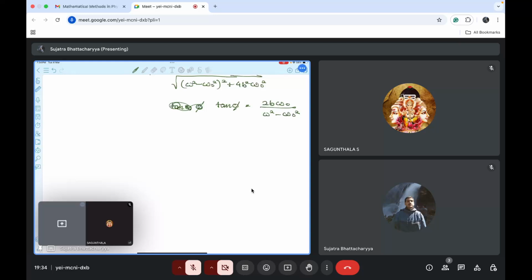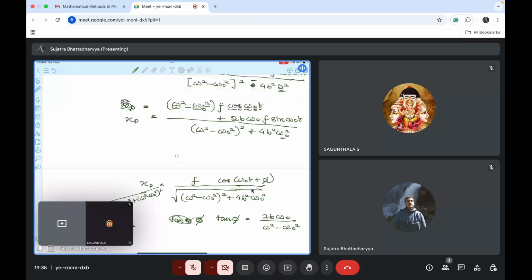Now, how is it happening? Let me show you. Take a right angle triangle. So it is actually coming from the trigonometry. This is phi. Let this be 2b omega naught. This is the definition. Perpendicular upon base is your tan phi. So omega square minus omega naught square. Correct? If you do this, your hypotenuse becomes 4b square omega naught square plus omega square minus omega naught square whole square.